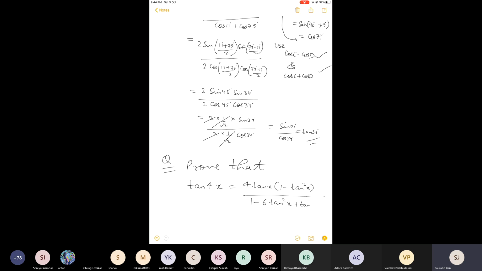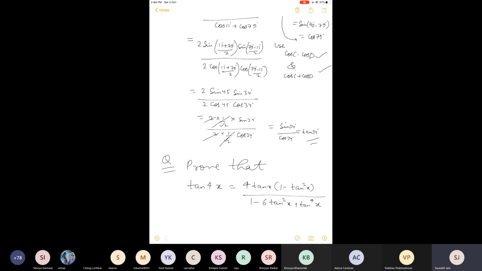Okay, so next question. It is a proving type of question. We have to prove that tan 4x equals 4 tan x into 1 minus tan square upon this expression.